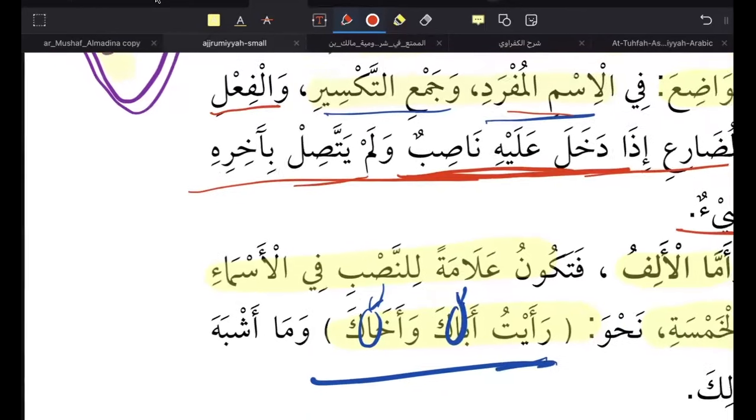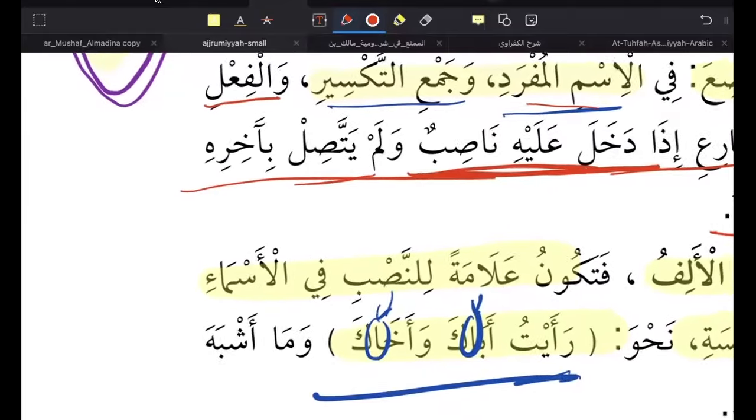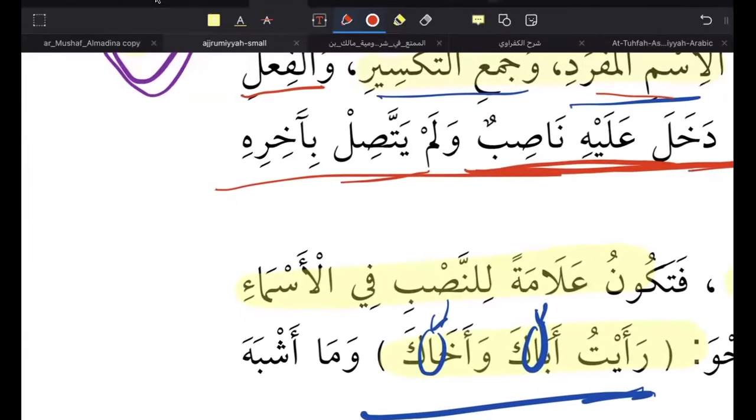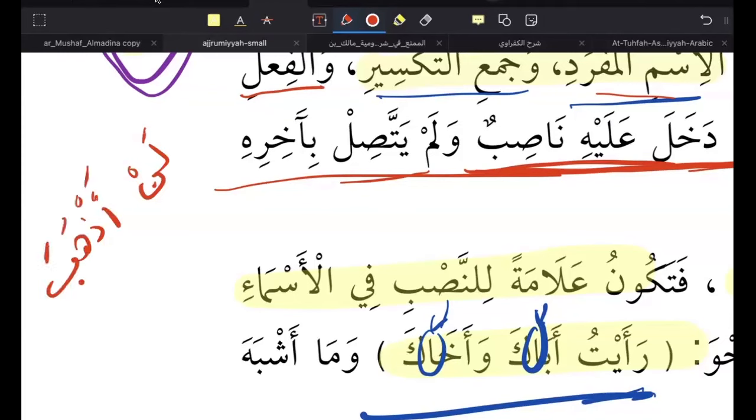In this situation, your فعل مضارع would be منصوب by فتحة. For example, you can say لن أذهب. Here's your فتحة. لن أذهب. I will not go. And this lan, that discussion is coming. Don't worry. I think you already know about some of them, but we will have a detailed discussion in the next classes, inshallah. Okay, so there's nothing connected. So this fatha is indicating that this is mansub. This is a nasb state.